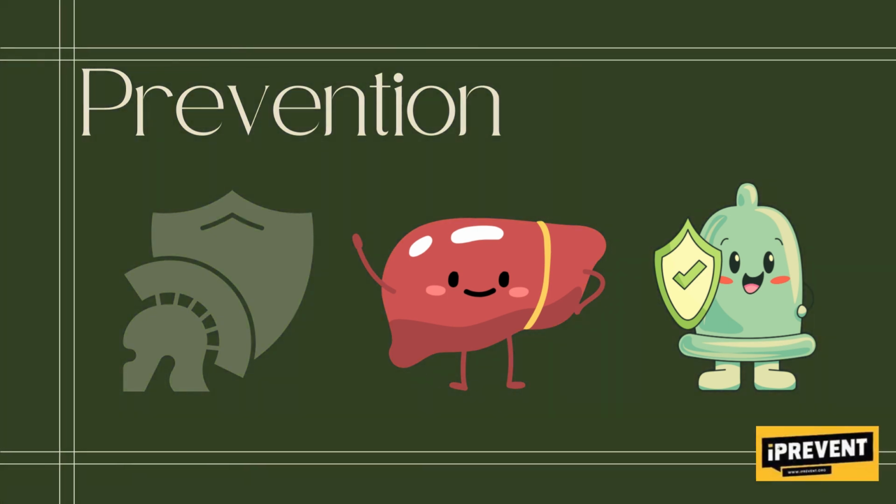Let's talk about prevention. It is essential to raise awareness about the different types of hepatitis viruses and to promote proactive health measures to safeguard liver health. The best way to protect yourself and your sexual partners is to wear a condom. Condoms act as a barrier between skin-on-skin contact and the exchange of bodily fluids.